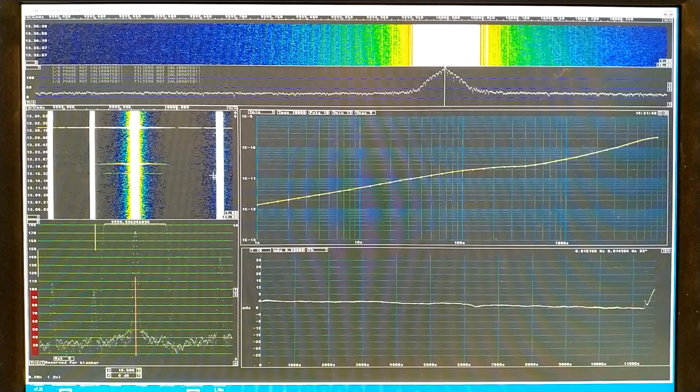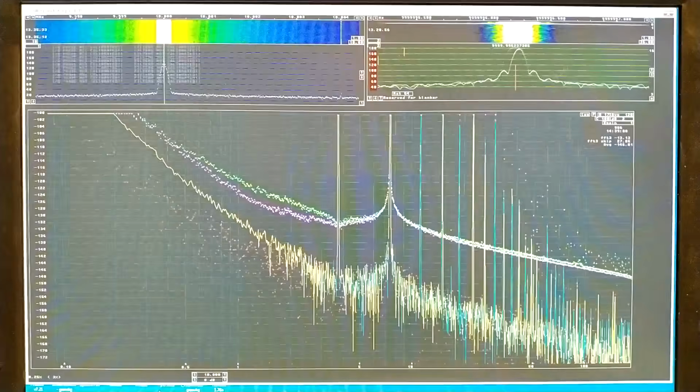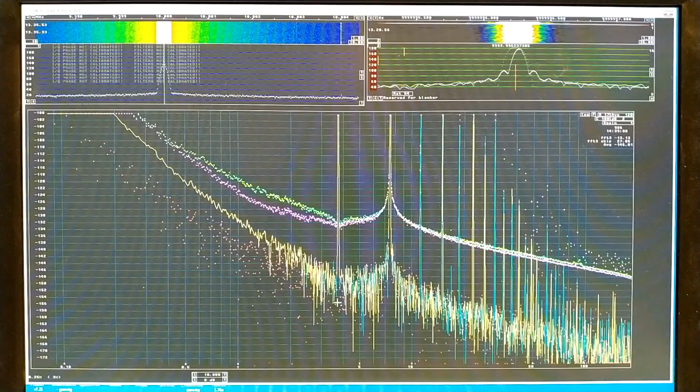It is not very clear that this is wider now. Last time I tried it, the difference was much bigger. But if I look at this other screen, here it is very obvious that the carrier is wider. There are these noise sidebands you can see.